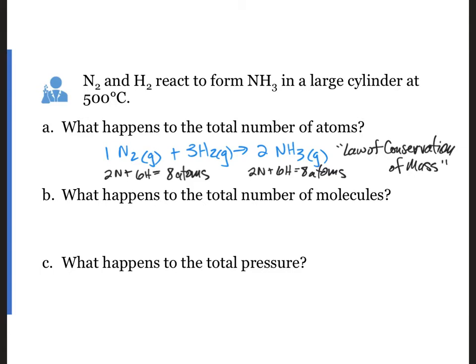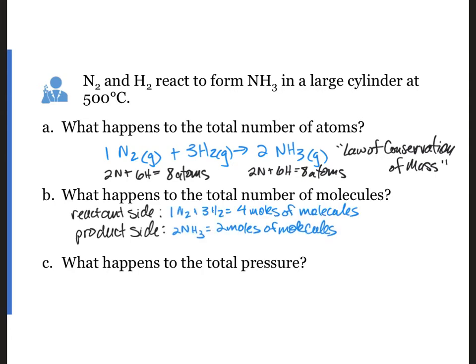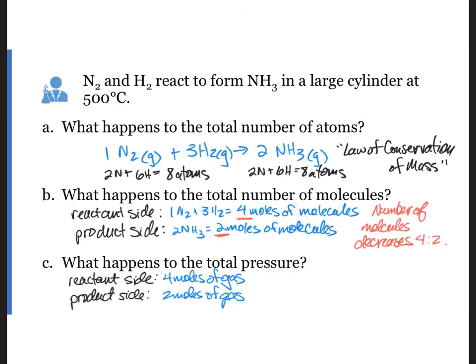B. What happens to the total number of molecules? The total number of moles of gas decreases from 4 to 2 as the reaction proceeds, so the number of molecules also decreases by a ratio of 4 to 2. C. What happens to the total pressure? The total pressure decreases as the total number of moles of gas decreases. Since there are only half as many moles of gaseous product as there are of gaseous reactants, the total pressure would decrease to 1/2 of its original value if the reaction goes to completion.